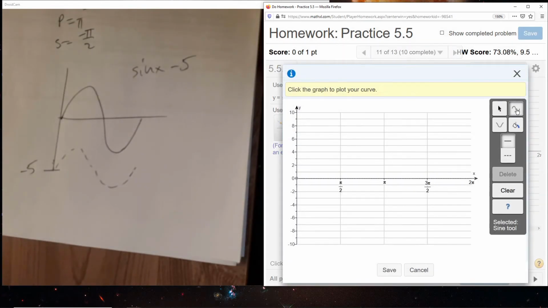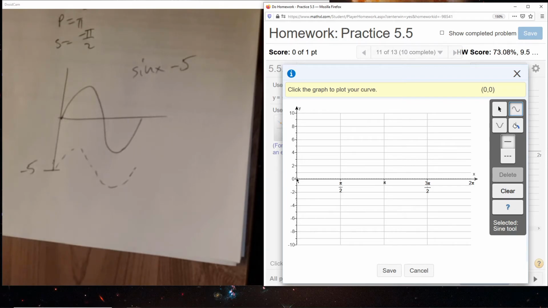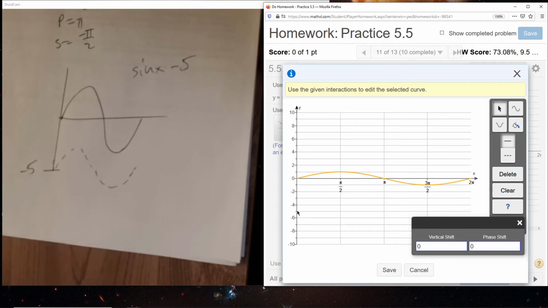So we'll graph a sine function, and instead of starting at 0, we'll start it at negative 5. Oh, I guess just clicking on the graph puts the sine function in there. Now this is a vertical shift. So the D value from the lecture is the vertical shift, and we have a -5.